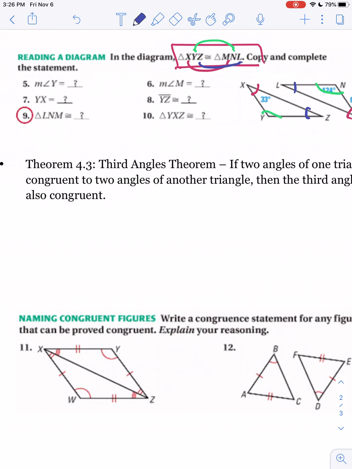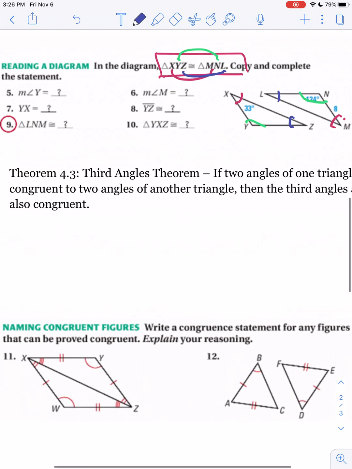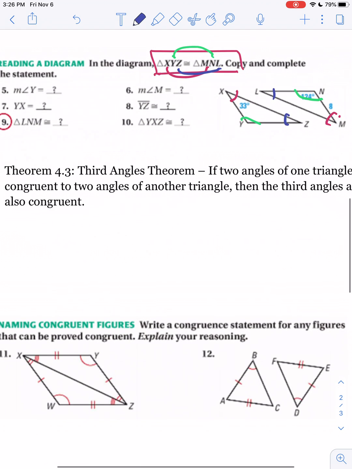So the first one, number 5, they're asking for the measure. So we're to give it a number. We're looking for the size of angle Y. We can see from our diagram that Y and N are the same, so we can carry the 124 over here. So I'm going to say that's 124.